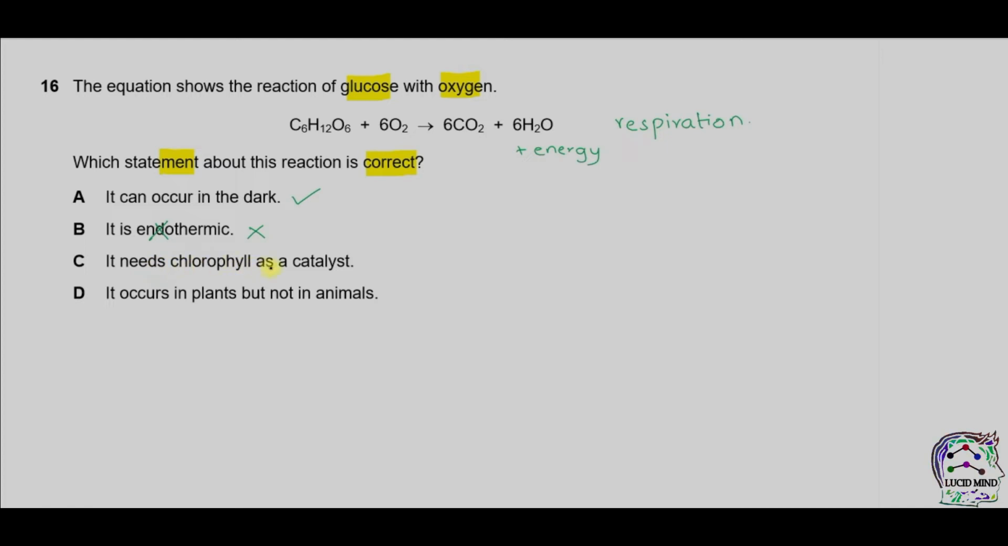Part C, it needs chlorophyll as the catalyst. Now chlorophyll is used in photosynthesis and photosynthesis is the reverse of this reaction. In photosynthesis, 6 molecules of CO2 and 6 molecules of water, they react in the presence of chlorophyll to form glucose and release oxygen. Part D, it occurs in plants but not in animals. No, this is also incorrect because it can occur in animals too. It does occur in human bodies. Correct option is therefore A.